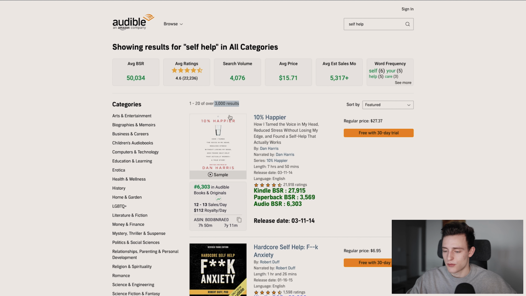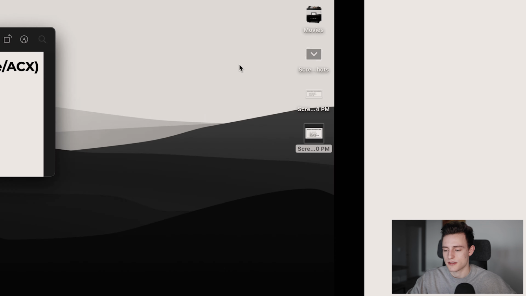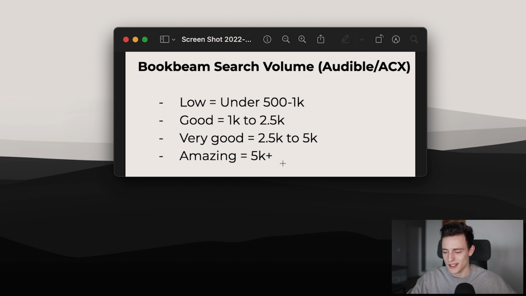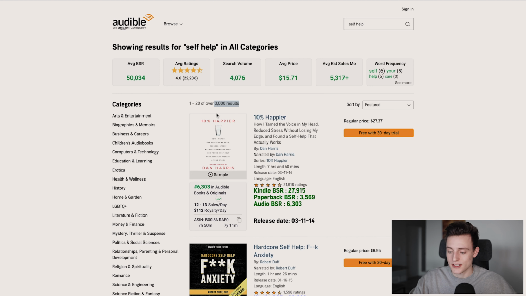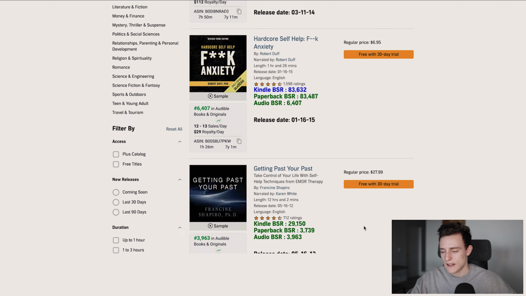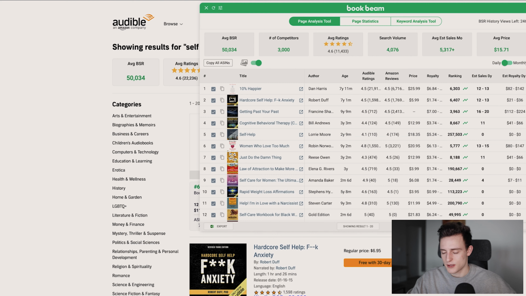Search volume though, you can see for self-help, it has a 4,000 monthly search volume amount. So looking at our chart here, that's getting us in the very good territory. So it's not too bad. And again, you'll see on Audible, when it has this higher search volume, you'll see this average BSR getting lower and lower. And I could probably remove some outliers, to be honest with you, on this page, which will drop that average BSR. So you can see there are 6,000, 6,000, 6,000.